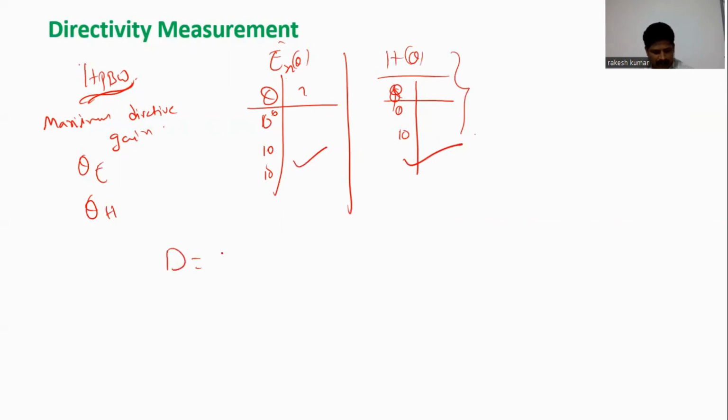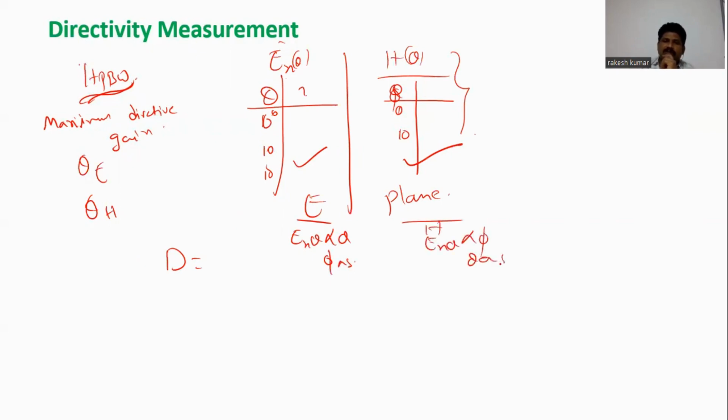D is equal to, so E plane and H plane. Already we have discussed the E plane and the H plane. E plane means the normalized field pattern N of theta versus theta, keeping phi constant. H plane means the normalized field pattern versus phi, keeping theta constant. Once you obtain all the values, that is the maximum gain in the theta direction and phi direction, we have the direct formula.